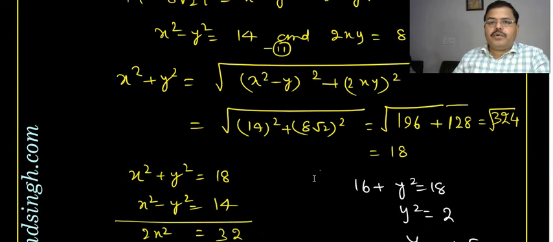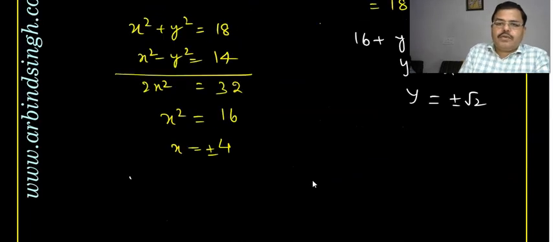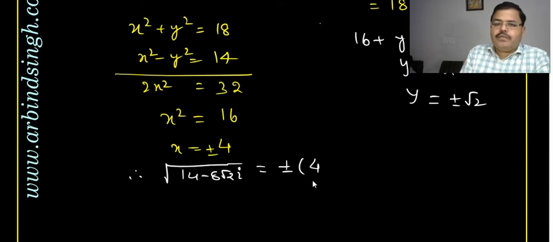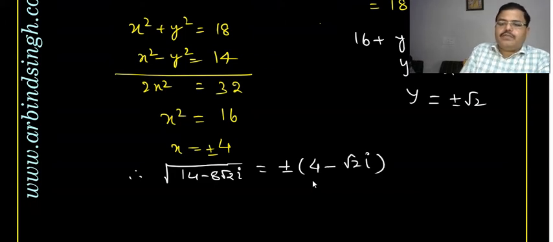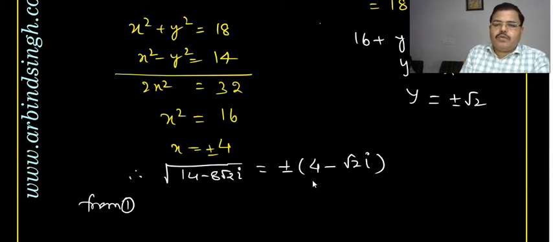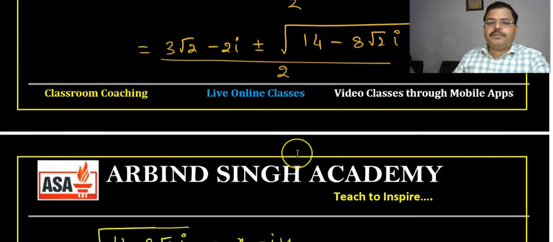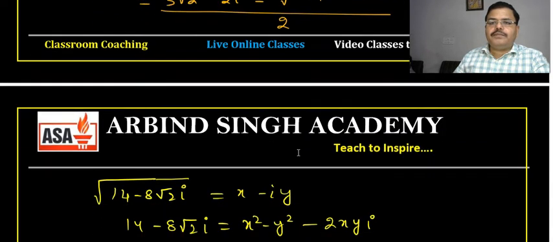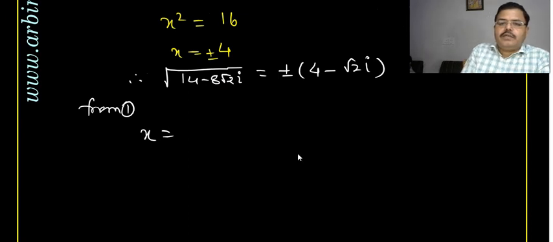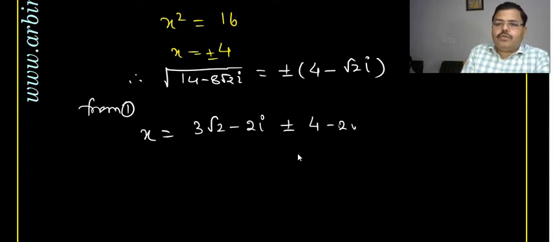And therefore, a square root of 14 minus 8 root 2 iota is equal to plus minus 4 into 4. And y is what? Minus root 2 iota. So from first we have x is equal to what was the value? Value was 3 root 2 minus 2 iota, 3 root 2 minus 2 iota plus minus this one, 4 minus root 2 iota divided by 2.